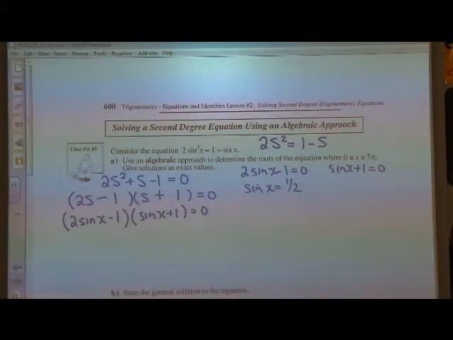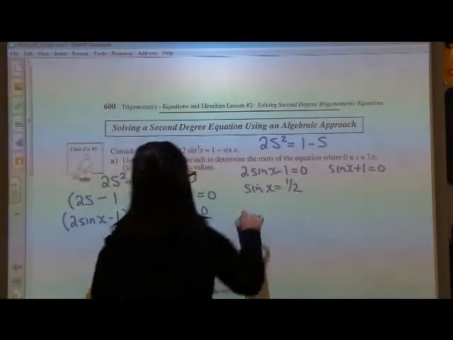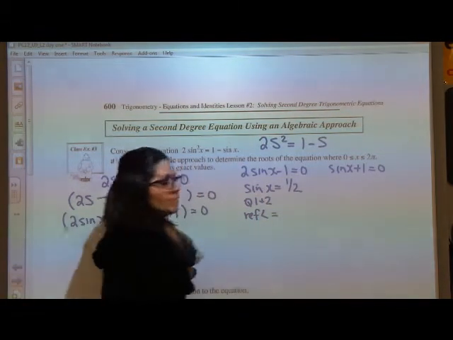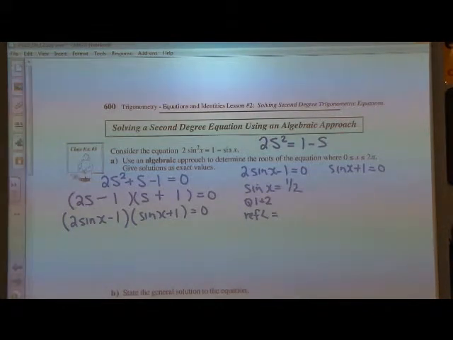and then I go through those algebraic steps that I've done in the past. So the first thing I do, figure out what quadrant would sine x be in. So what quadrants is sine positive? 1 and 2. And then determine what is my reference angle. So what do you get for a reference angle? Pi over 6.